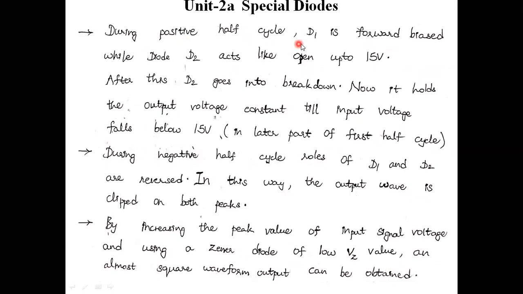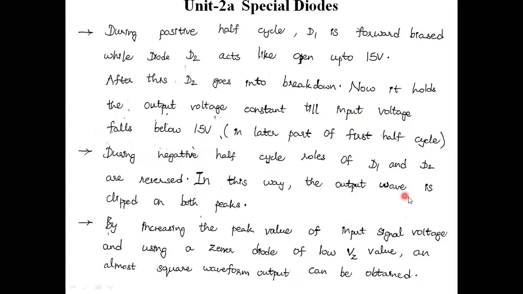During the positive half cycle, D1 is forward biased while D2 acts like an open circuit up to 15 volts. After D2 goes into breakdown, it holds the output voltage constant till the input voltage falls below 15 volts in the later part of the first half cycle. During the negative half cycle, the roles of D1 and D2 are reversed. In the same way, in the reverse bias direction, diode D2 is in the conduction state and diode D1 is in the non-conduction state.